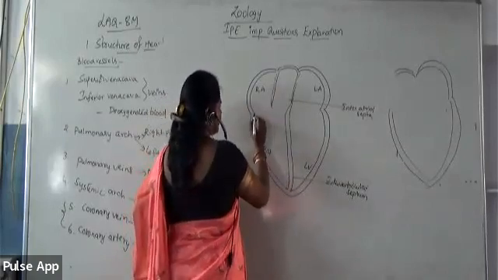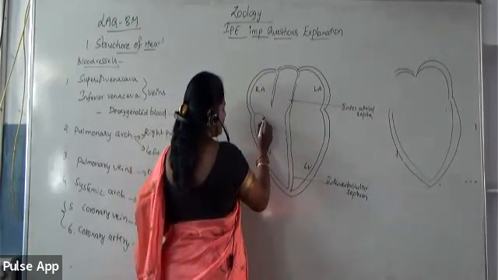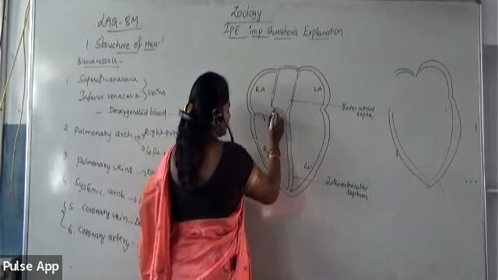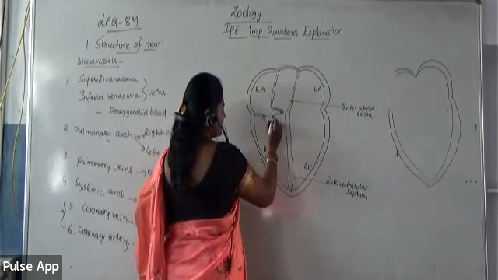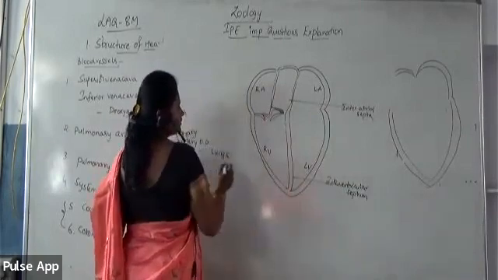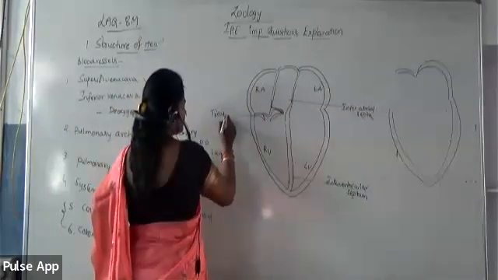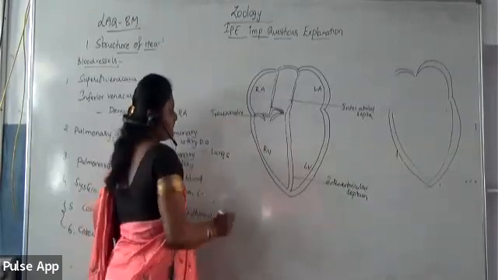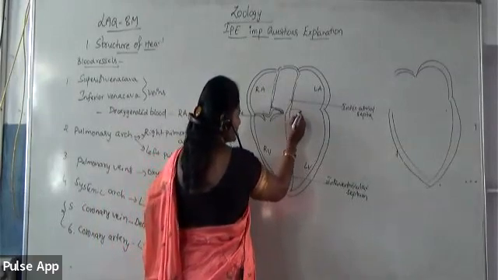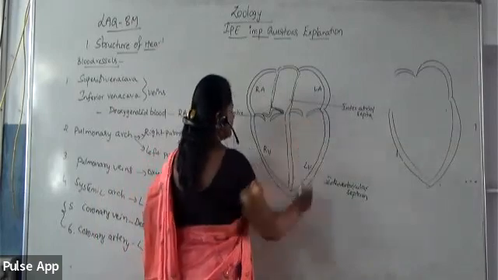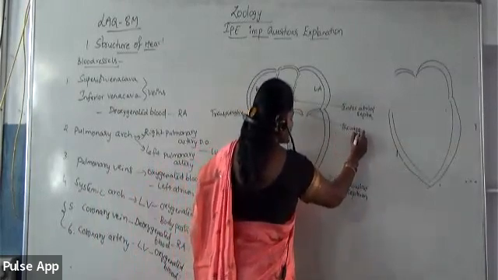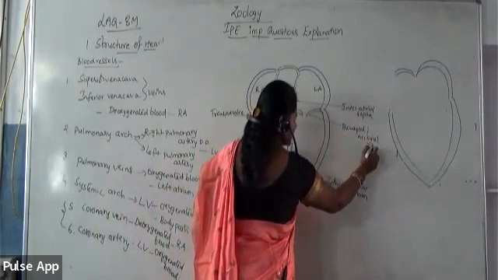Then the right atrium and right ventricle are separated by the right auriculoventricular septum, and that septum has an opening which is guarded by the tricuspid valve. So this is the tricuspid valve. And the left atrium opens into the left ventricle through the left auriculoventricular septum containing an aperture. That aperture is guarded by a valve containing two cusps, called the bicuspid valve, or otherwise the mitral valve.